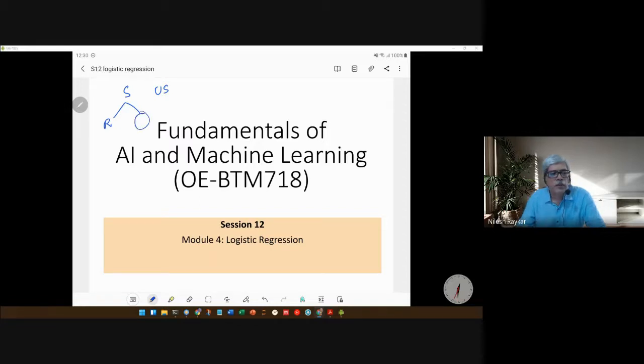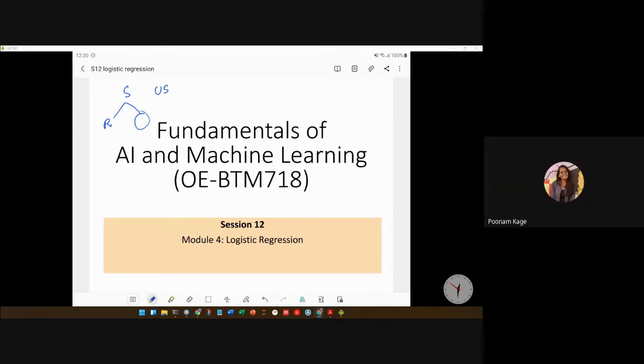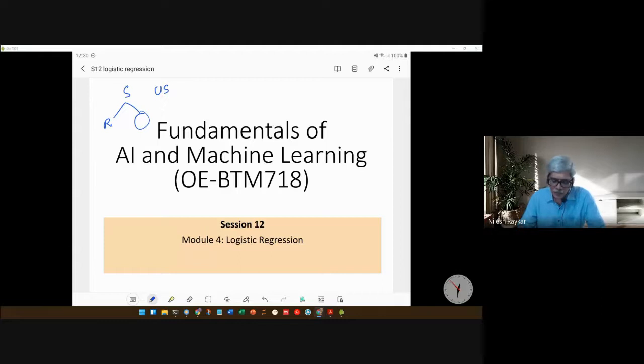Anybody remembers what is the second one? Supervised learning has two main subcategories. One is regression, which we have seen, linear as well as polynomial. Classification. That's right, Poonam. So the second is classification. Today's algorithm that we are looking at is of classification type.